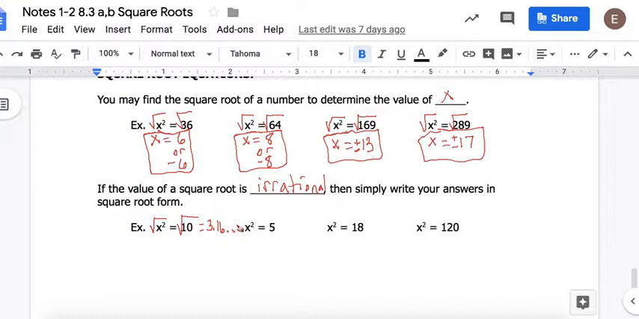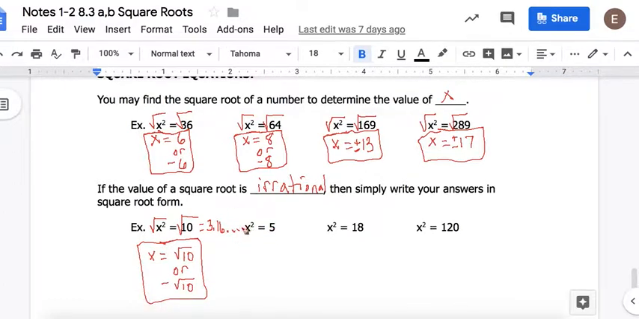3.16... So, since it's irrational because it doesn't repeat and it doesn't stop, we're going to write our answer in square root form. So the square root of x squared is x, and we're going to write the square root of 10. But remember, it can be positive square root of 10 or negative square root of 10. And box that in.